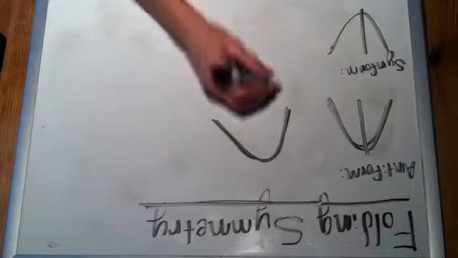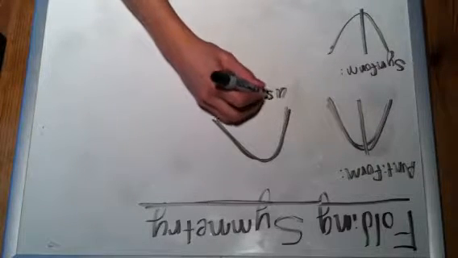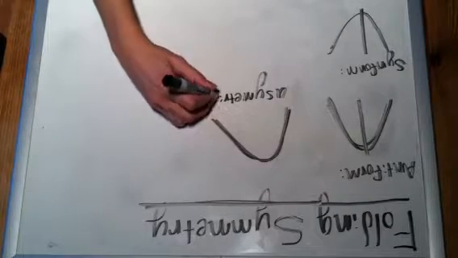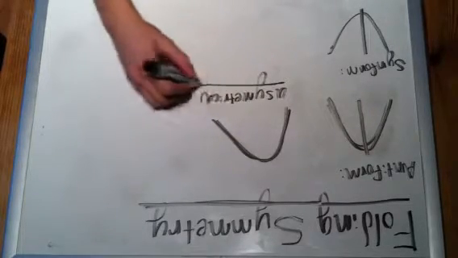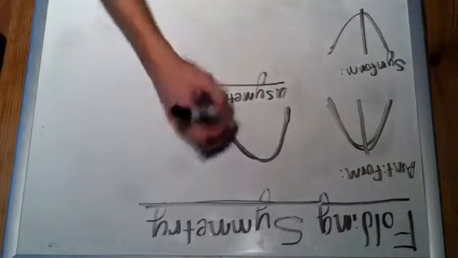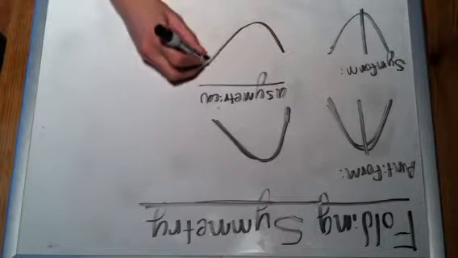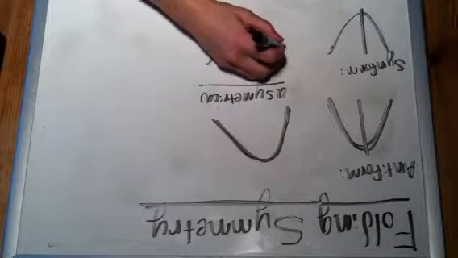Then we're going to have what's called an asymmetrical fold. So this can be either an anticline or a syncline, and it'll look something like this, where you've got one limb shorter, one limb longer. On a synform, that would look something like that. Right.